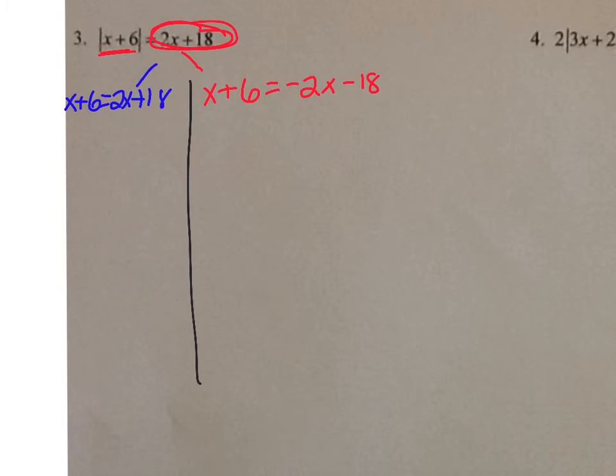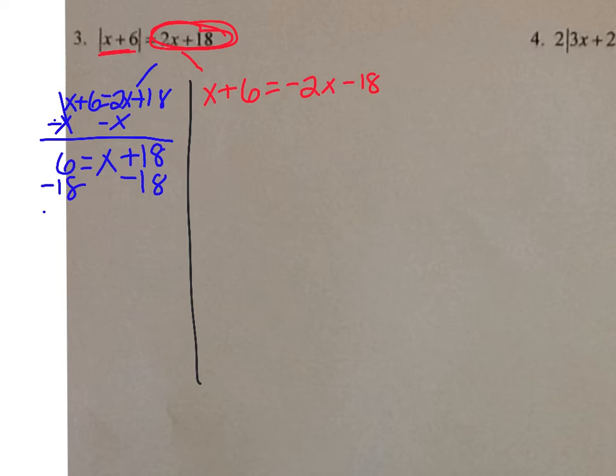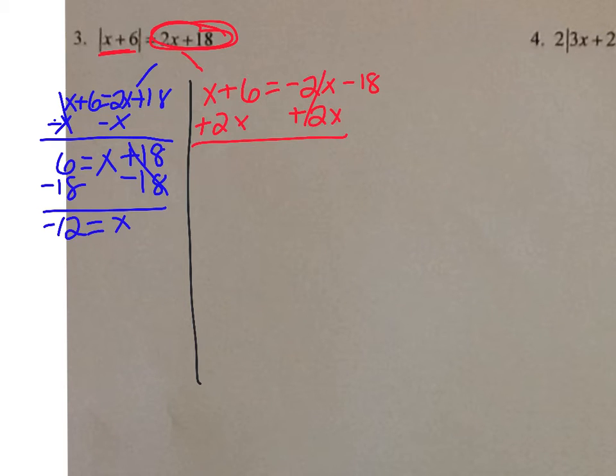All right, in the blue, I'm going to minus x from both sides, because I always like to move the smaller x. So I get 6 equals 2x minus 1x is x plus 18. Minus 18 from both sides. 6 minus 18 is negative 12. Now in the red, negative 2x is smaller than x, so I'm going to add 2x. So I get 3x plus 6 equals negative 18.